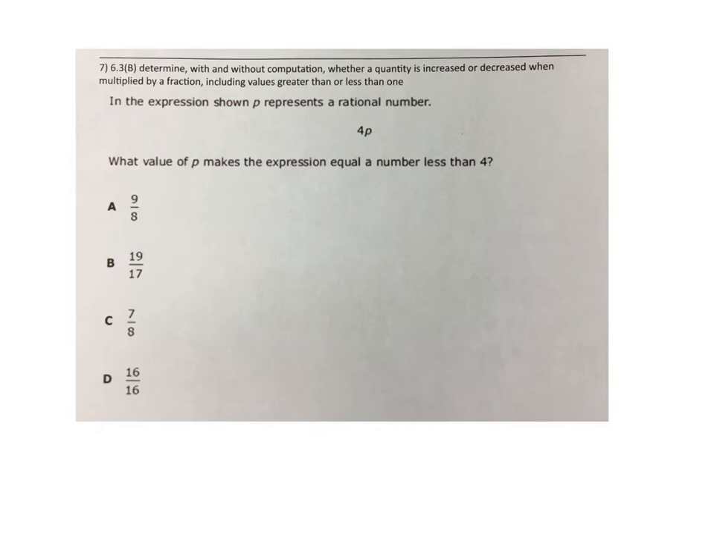Number 7, 6.3b, determine with and without computation whether a quantity is increased or decreased when multiplied by a fraction, including values greater than or less than 1. In the expression shown, p represents a rational number, 4 times p. What value of p makes the expression equal a number less than 4? A, 9/8, B, 19/17, C, 7/8, or D, 16/16.